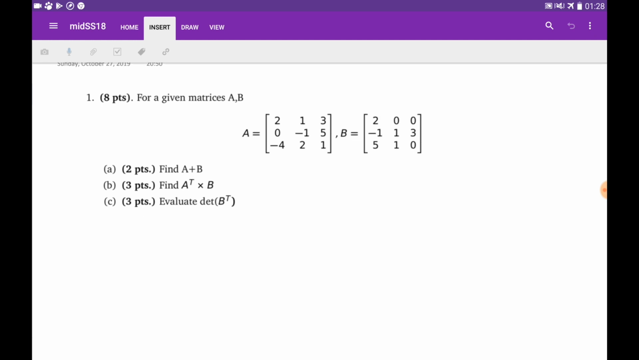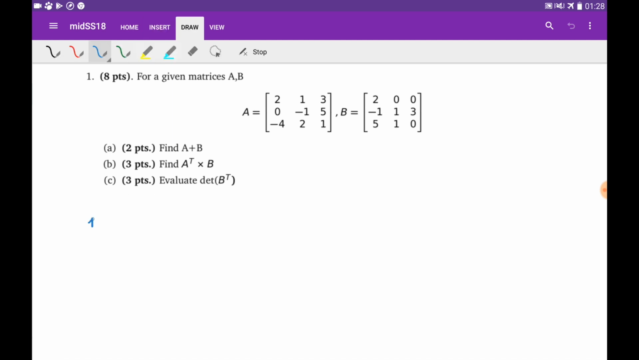We're given two matrices and we need to do the following operations with those matrices. So in the first part, in order to add the two matrices, we just need to add them component-wise. So A plus B is going to be equal to 2 plus 2, 1 plus 0, 3 plus 0, 0 plus minus 1, plus 1, 5 plus 3, minus 4 plus 5, 2 plus 1, 1 plus 0. So we obtain the following matrix.